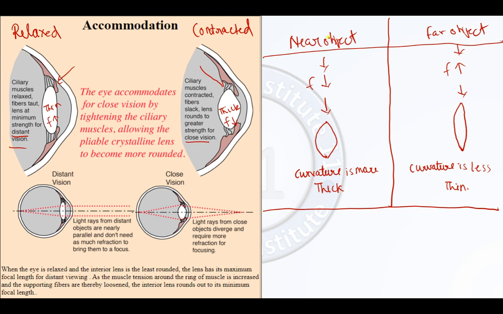If object is near, lens will be thick. If object is far, lens will be thin. Anything can be asked from this. This is also an important table. We have already seen this, but still if you want to write this, please write. This data is for the objects which are near, and this data is for objects which are far away. Fine. I hope this is clear to you. Sure. Please write this in your CW.